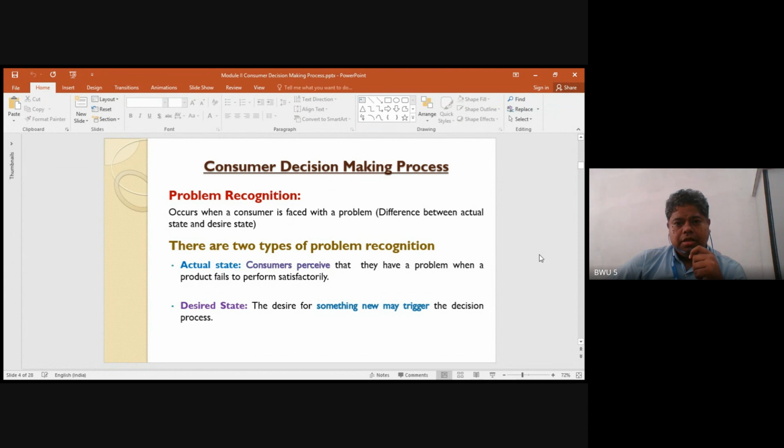The very first stage is problem recognition, or need identification. Consumers are likely to identify a particular need, or to recognize a problem first.